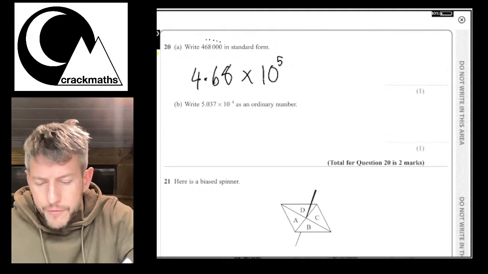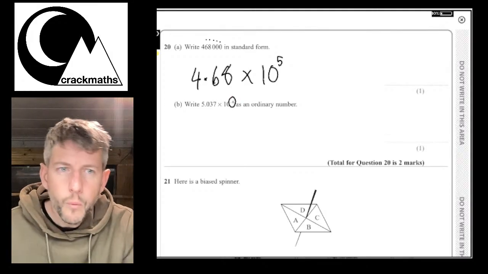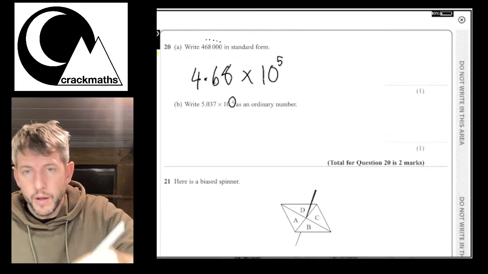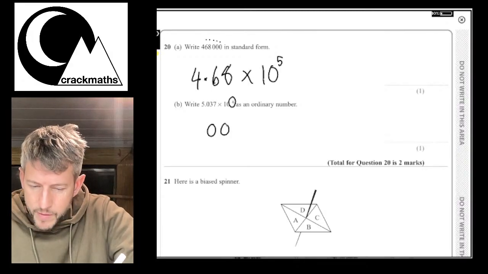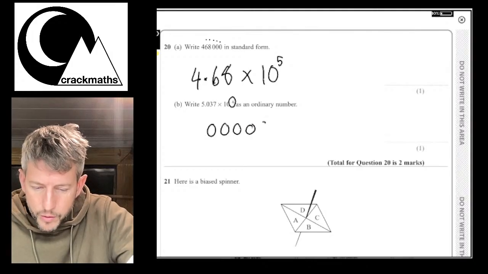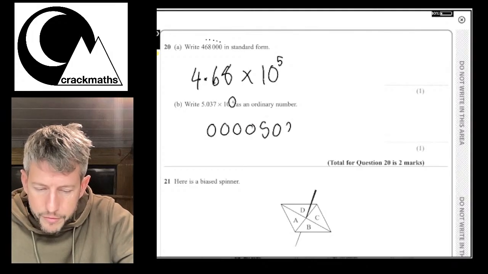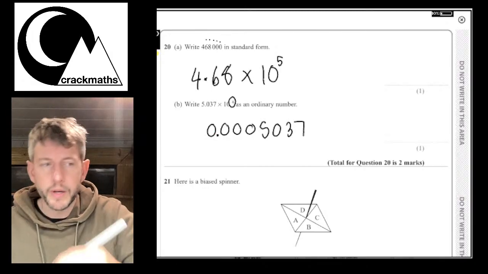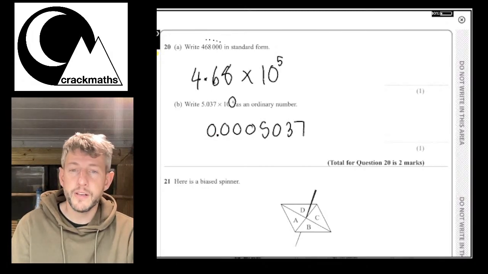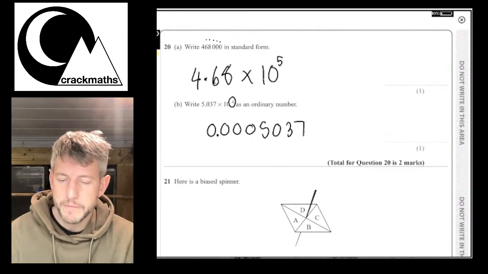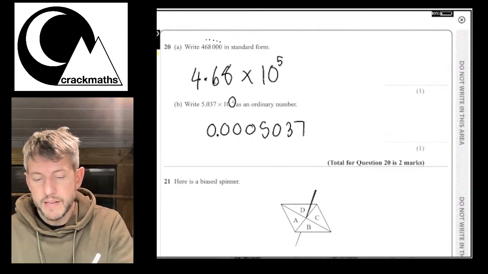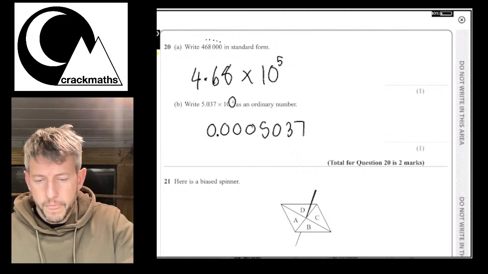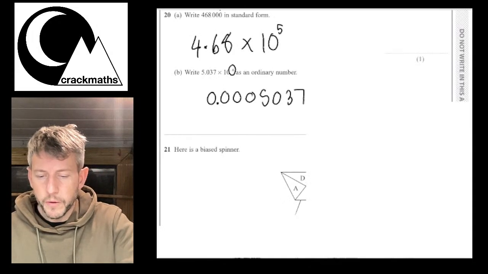If you see minus 4 here, what that means is there's going to be 4 zeros in front of your number. 0, 0, 0, 0, 5, 0, 3, 7. But you must put a decimal point after the first 0. So there we go, we've got 0.0005037.